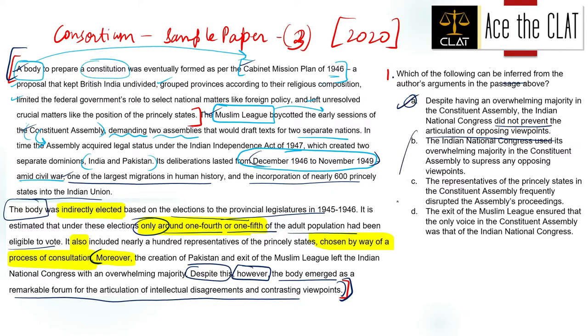Let us see why these are incorrect. All right. The INC used its overwhelming majority in the Constituent Assembly to suppress any opposing viewpoints. It is going extremely against this, right? कि ये तो एकदम एक्सट्रीम चला गया.